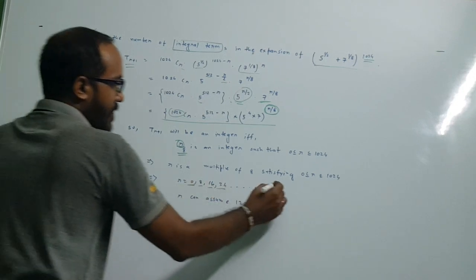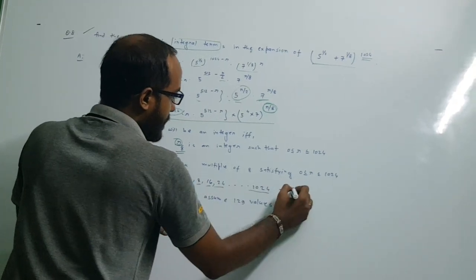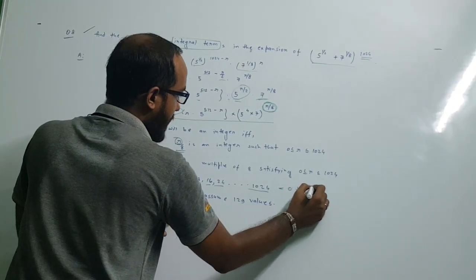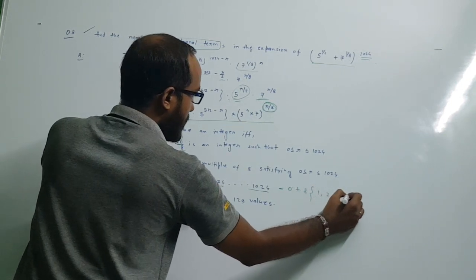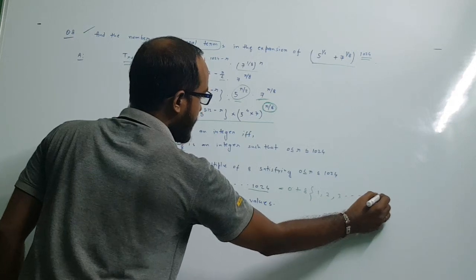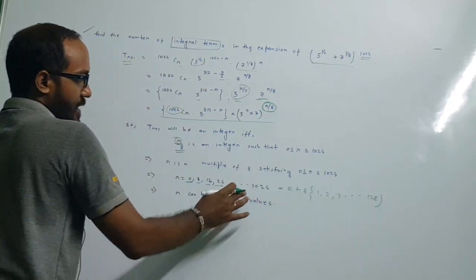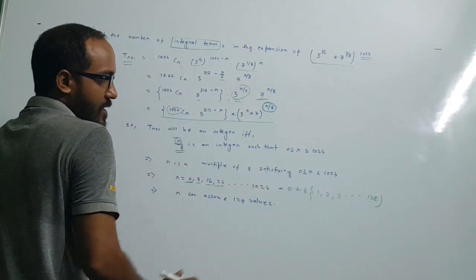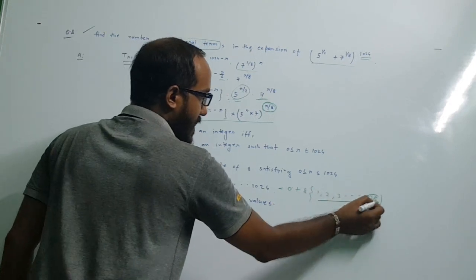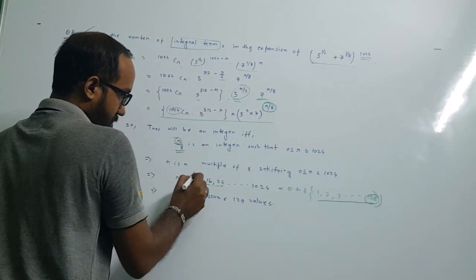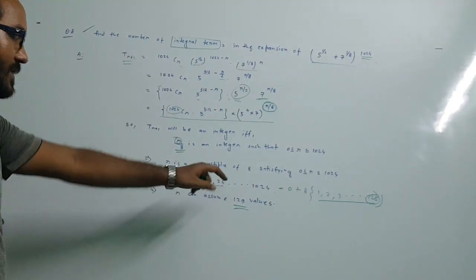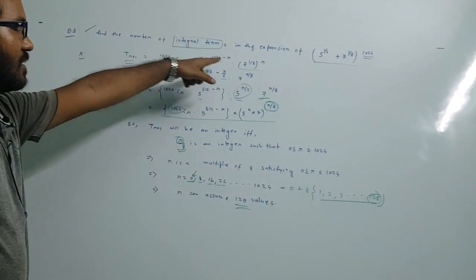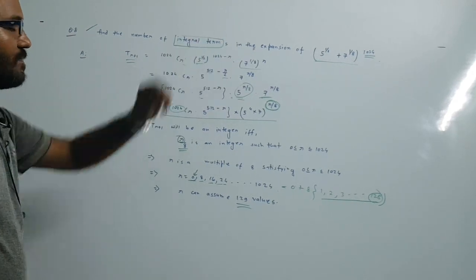Now take 8 common from this. Except 0, if you take 8 common, you will get 1, 2, next 3, and then you will get 128. If you divide by 8 here, you will get 128. So that means we have 128 terms in this, plus 1 term for 0. So we will have a total of 129 integral terms.